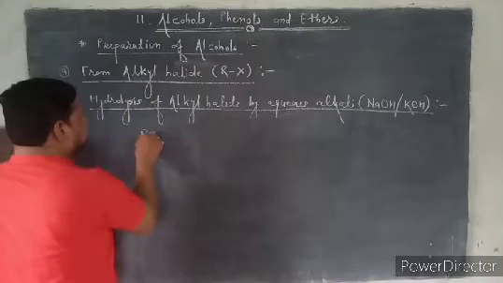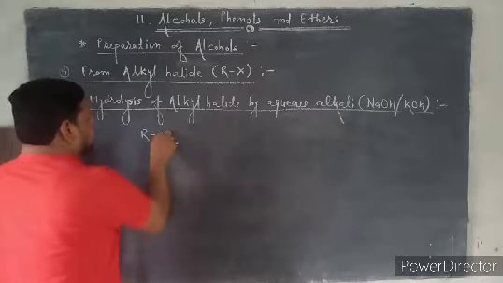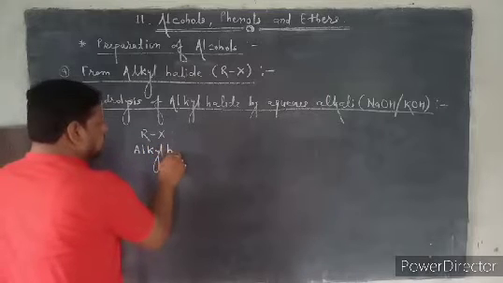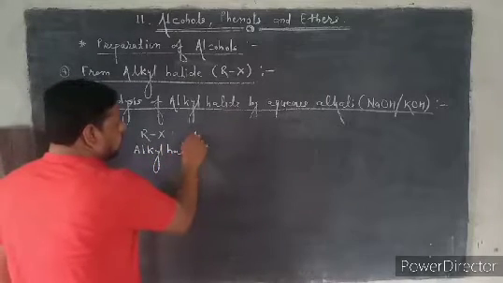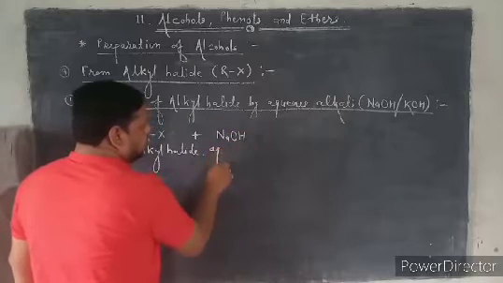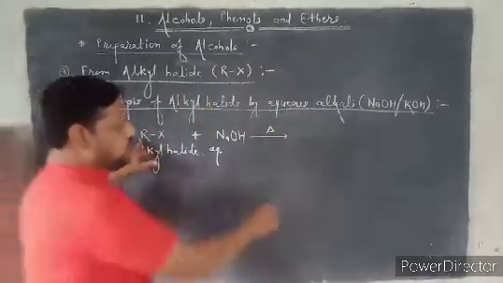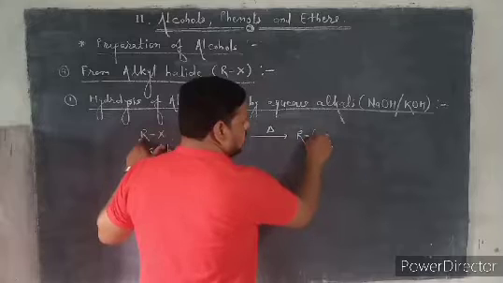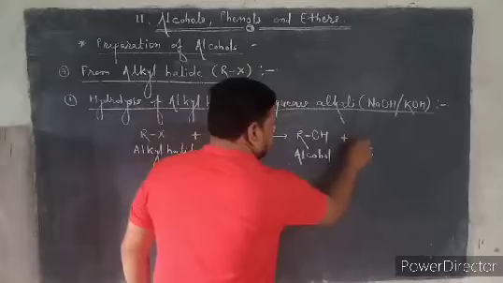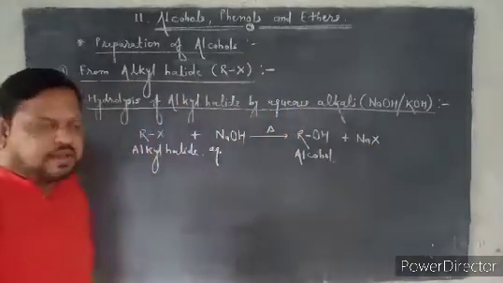See here, when alkyl halide is heated with aqueous NaOH, then it gives alcohol, and the byproduct is NaX, that is sodium halide.